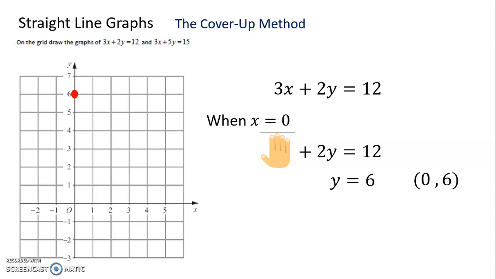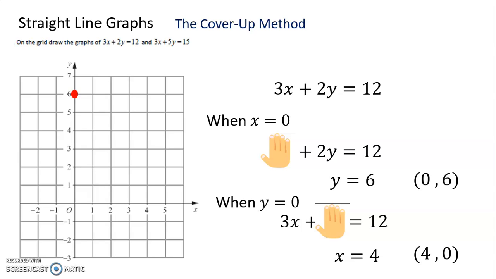I can plot that, as you can see on the screen there. I can then cover up the 2y part, which will tell me what x is when y is 0. So 3x must equal 12, and I can divide through by 3 and work out that x is 4 when y is 0. So that will be the coordinate (4, 0). And I can plot that.